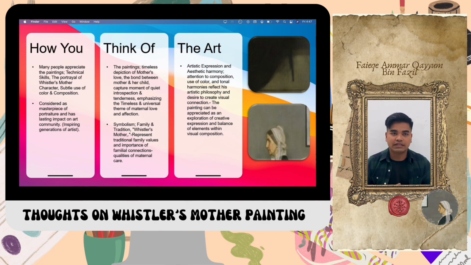The next one is about the symbolism. This Whistler's Mother art is about family tradition. Whistler's Mother can represent traditional family values and the importance of familial connection, equality, and maternal care. The last one is about artistic expression and artistic harmony. This art has attention to composition, use of color and tonal harmonies, reflecting his artistic philosophy and desire to create visual connection. The painting can be appreciated as an exploration of creative expression and balance of elements within a visual composition.